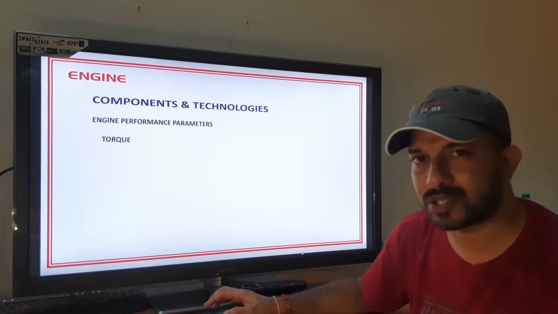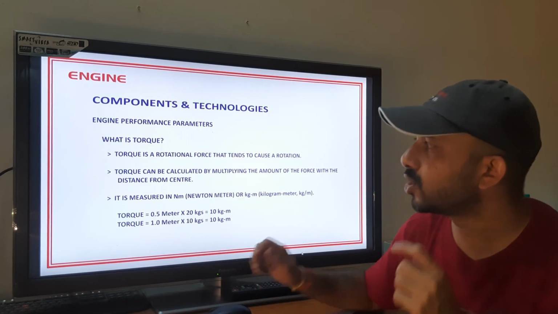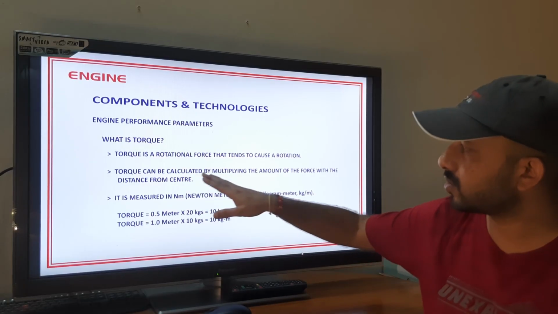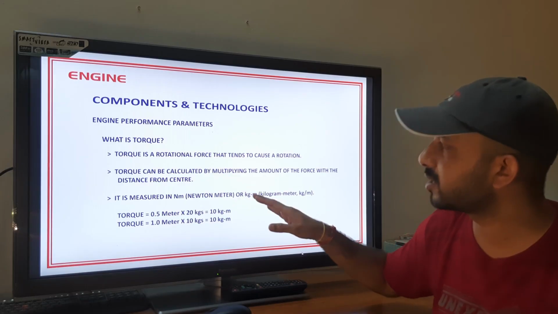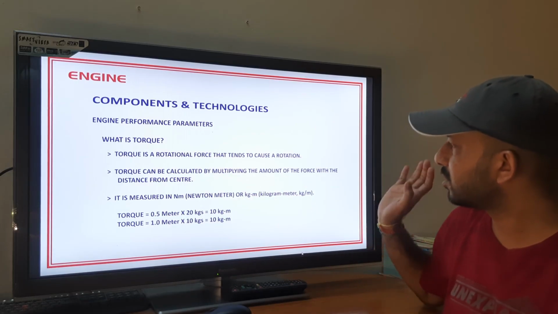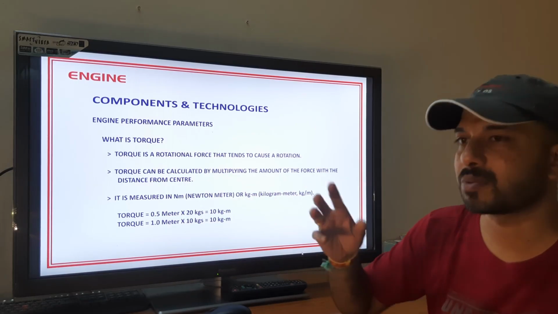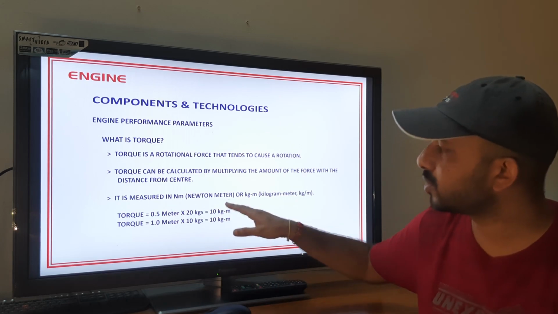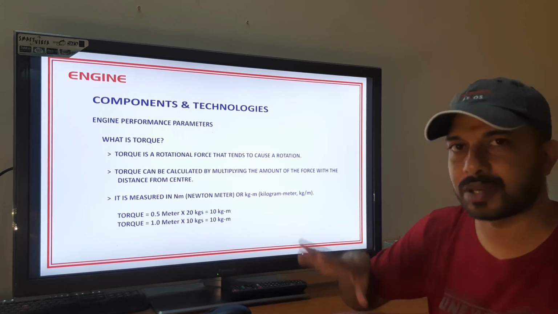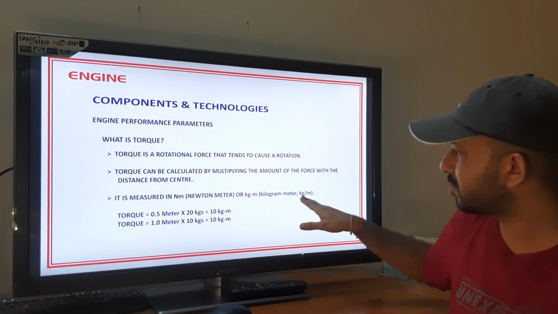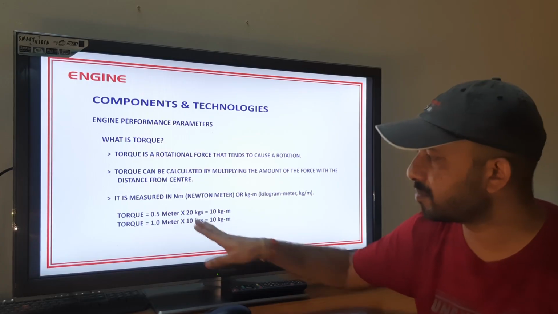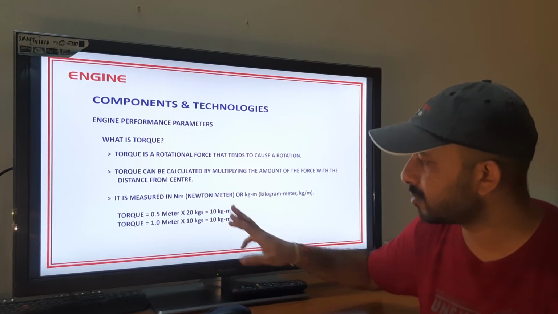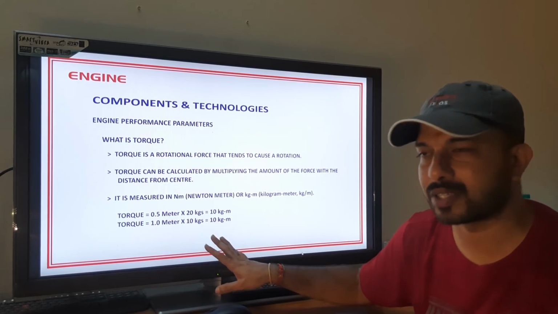And torque. So what is torque? Torque is actually a twisting force. Torque is a rotational force that tends to cause a rotation. Torque can be calculated by multiplying the amount of the force with the distance from the center. It is measured in Newton meters or kgm, that is kilogram meters. So torque is equal to 0.5 meter times 20 kgs, which is 10 kgm. This is how it is calculated.